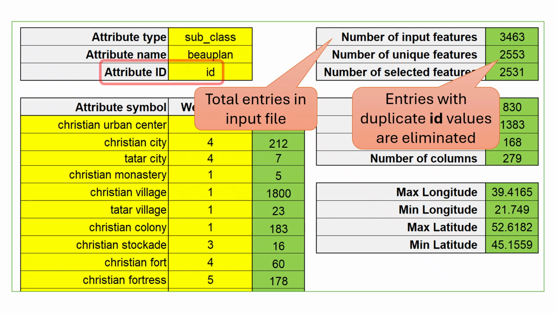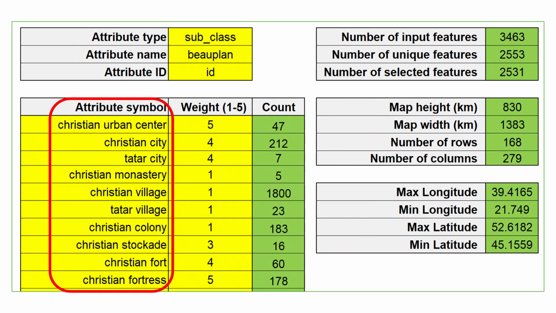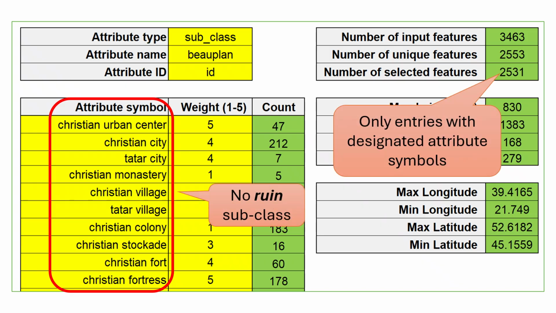This is why the app needs to know which input file attribute is the unique value that it will use to eliminate duplicates. The example input file also has an entry with a ruin subclass. But the app is not looking for ruins and selects only entries with the subclass attribute symbol values provided by the user.